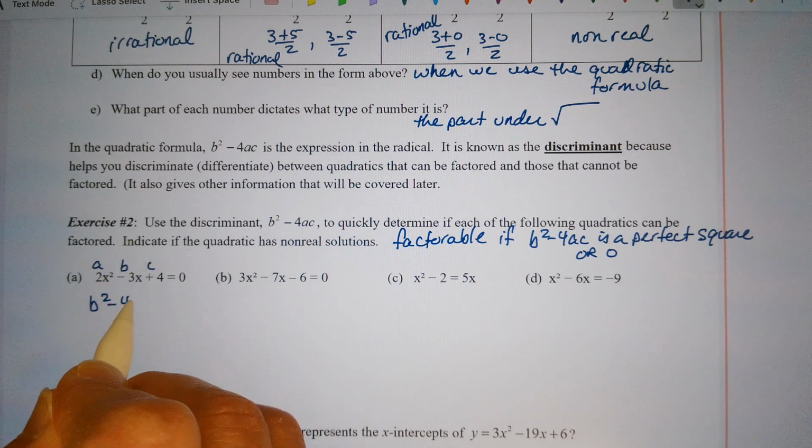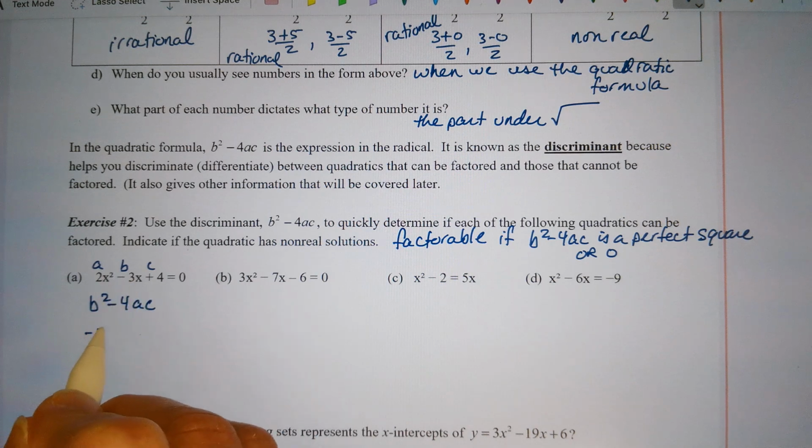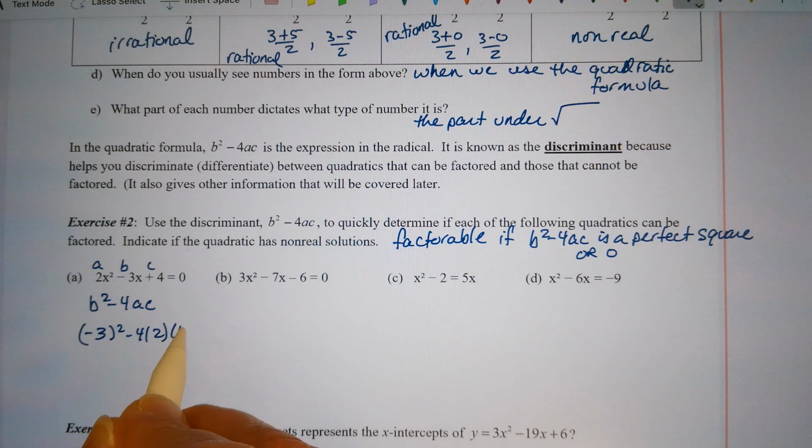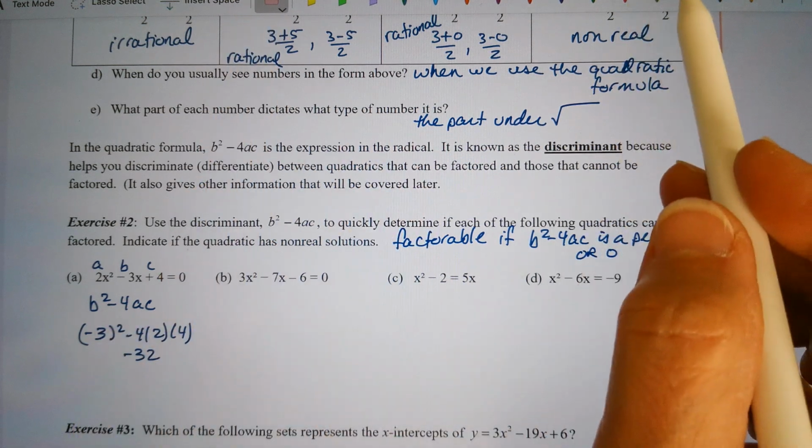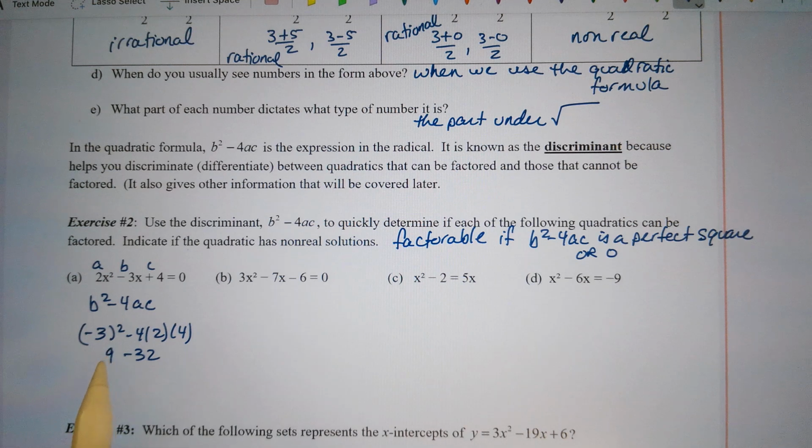Write the formula, b squared minus 4ac, so negative 3 squared minus 4 times 2 times 4. That's 12 minus 32. Or again, you can use your calculator. Not 12, that's 9. Glad I caught that. 9 minus 32, which is negative 23. This would be non-real.